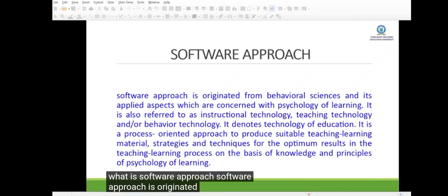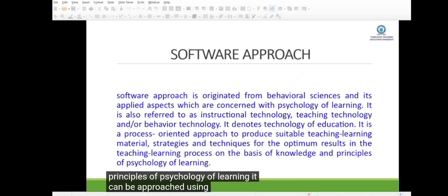And what is the software approach? The software approach originated from behavioral sciences and its applied aspects which are concerned with the psychology of learning. It is also referred to as instructional technology, teaching technology, or behavioral technology. It denotes technology of education. It is a process-oriented approach to produce suitable teaching learning material, strategies and techniques for optimum results in the teaching learning process on the basis of knowledge and principles of psychology of learning.